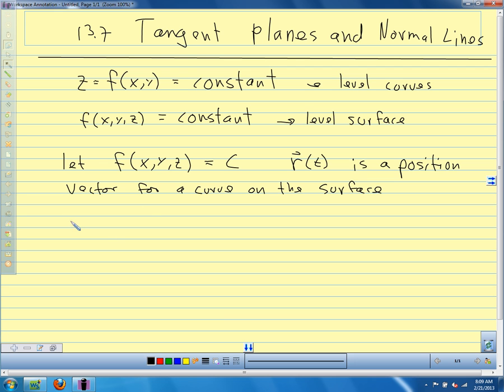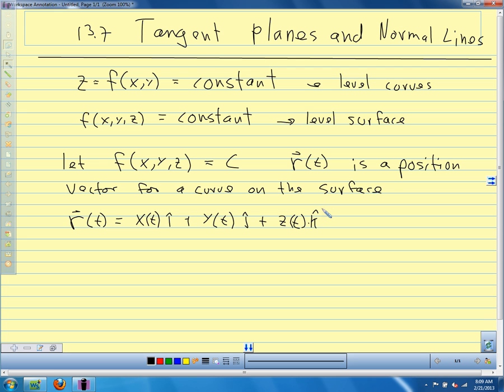So we're going to write a vector valued function for r of t. So it's x of t i, just like we've done before, plus y of t j, plus z of t k. So this is our position vector for this curve on the surface.